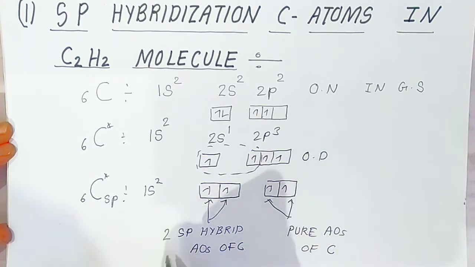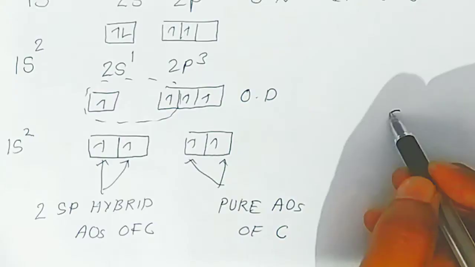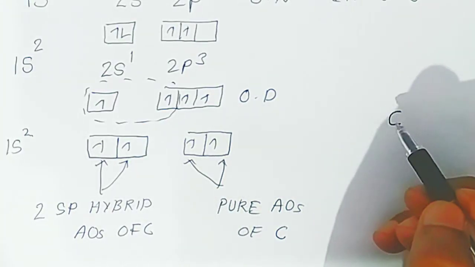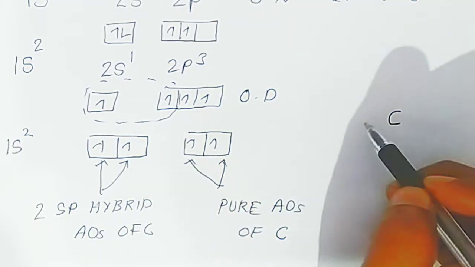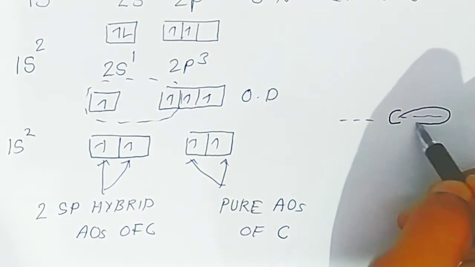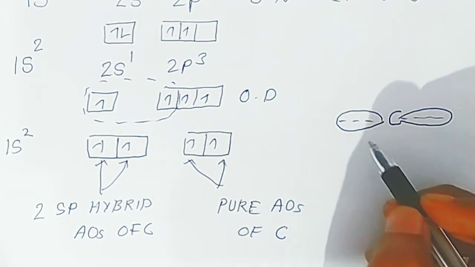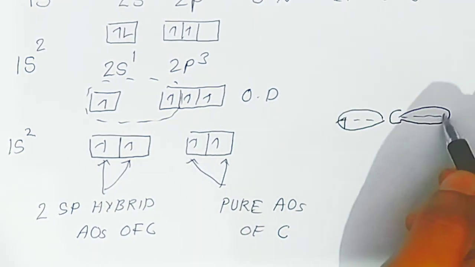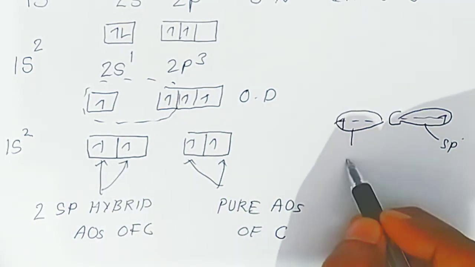Okay students, you are understanding? Now I am drawing the two sp hybrid orbitals of carbon. So the atomic orbital diagram you can write, this is the carbon. We are drawing the sp orbitals, they will be present on the axis because of linear geometry. So these are the sp hybrid orbitals, having unpaired electrons. Okay students, these are the sp hybrid atomic orbitals.